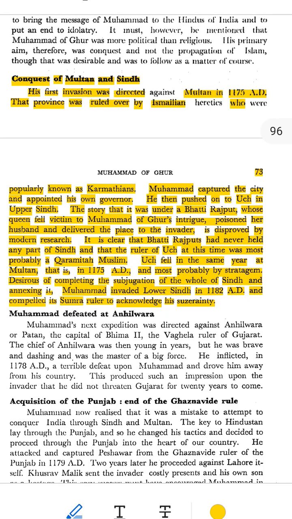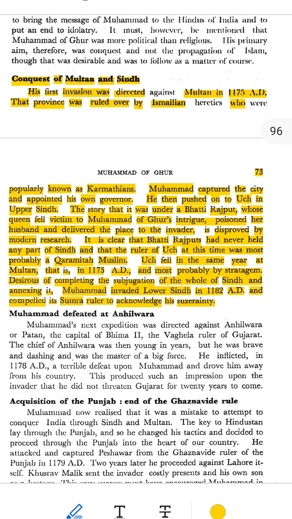Sure. Here's a great, deep, and detailed summary of Muhammad of Ghur's conquest of Multan and Sindh, written in the simplest and clearest language possible, like you're learning it for the first time. Past summary. Muhammad of Ghur's conquest of Multan and Sindh, 1175 to 1182.